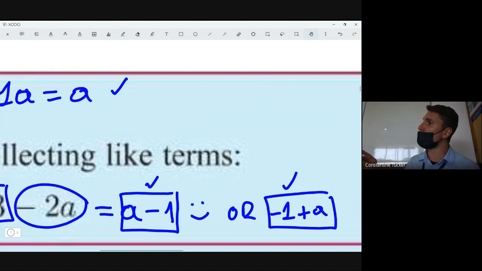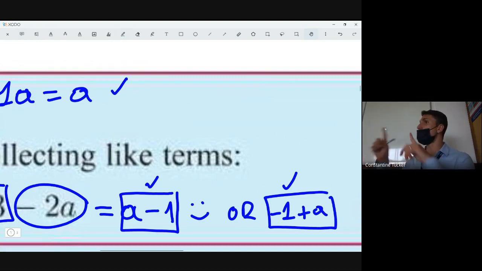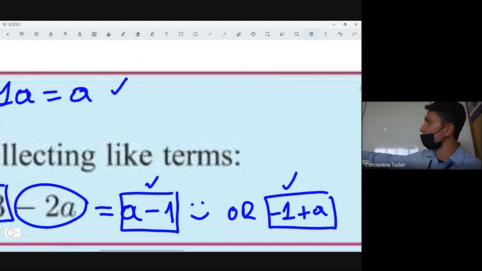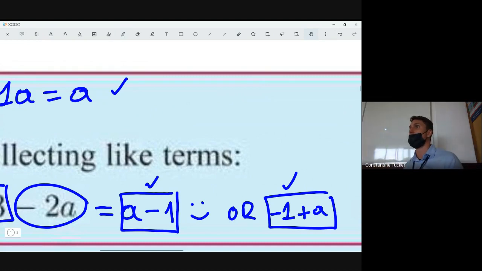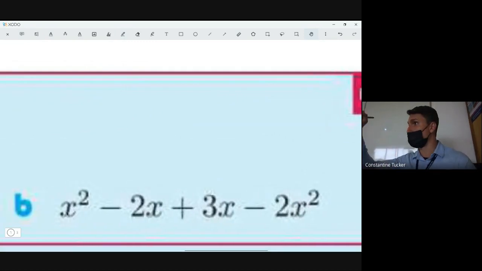The rule about the letters and the numbers actually was only when you have multiplication. So when you have a times 3, you would say 3 times a or 3a. But here, it's not times, it's plus. So when it's plus, you can put them in any order you like. No rule about that. All right, moving on to the last example here for strong players.